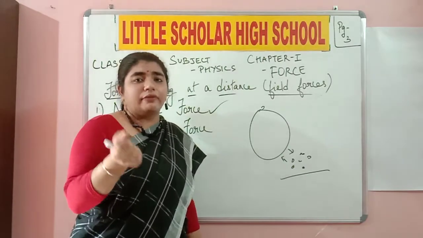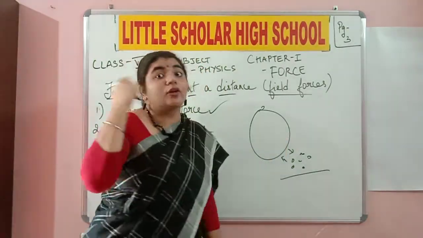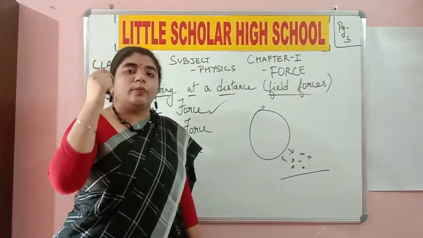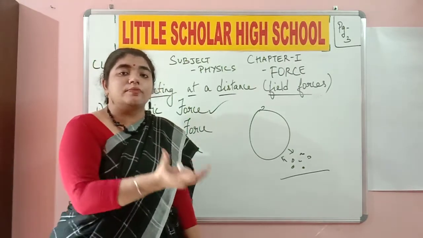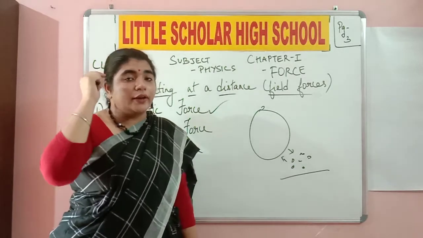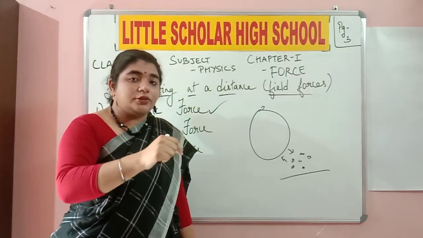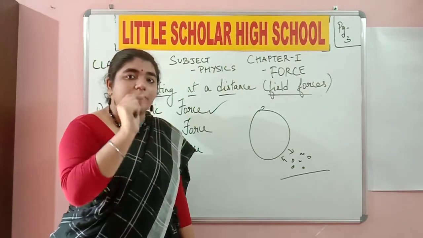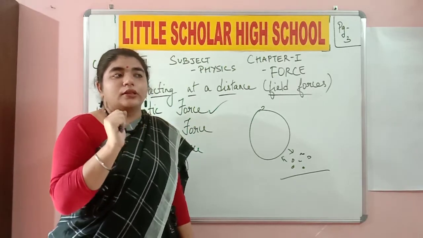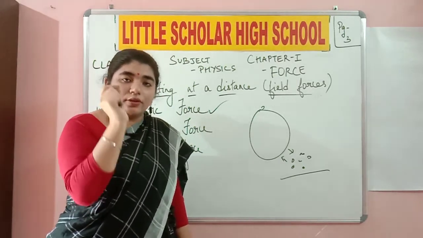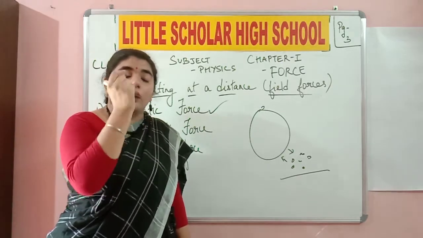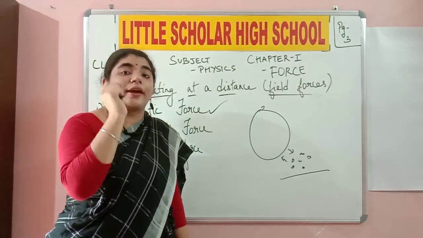One more good example of this is a comb. When you take a comb and keep brushing your dry hair, and you have certain bits of paper placed on the table, and you place the comb near the bits of paper, you see that the bits of paper start getting attracted to the comb. That is because there is a certain amount of charge present in the comb, and the bits of paper acquire the opposite charge and they start attracting each other.